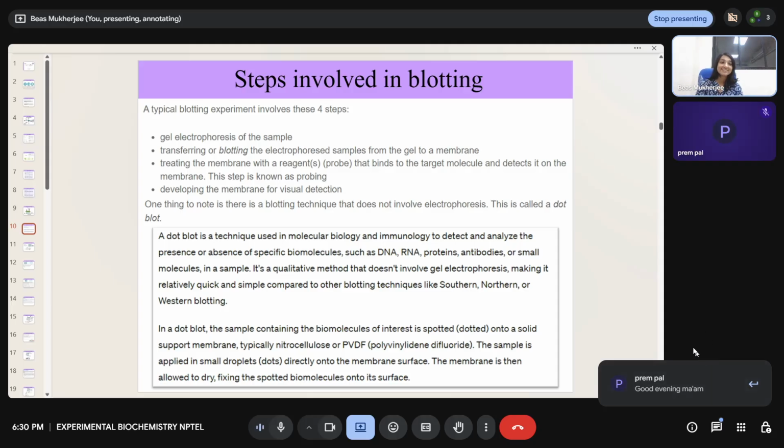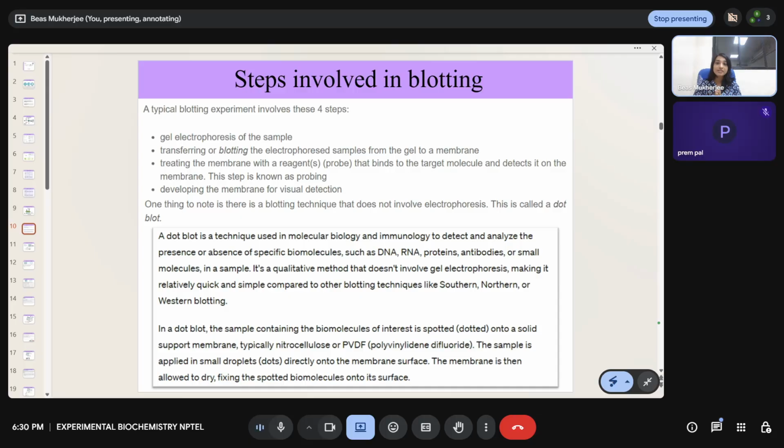Okay, so let's carry on. So what is dot blot? Okay, so dot blot is very different from the other blotting techniques. How is that so? So dot blot does not involve any gel electrophoresis.